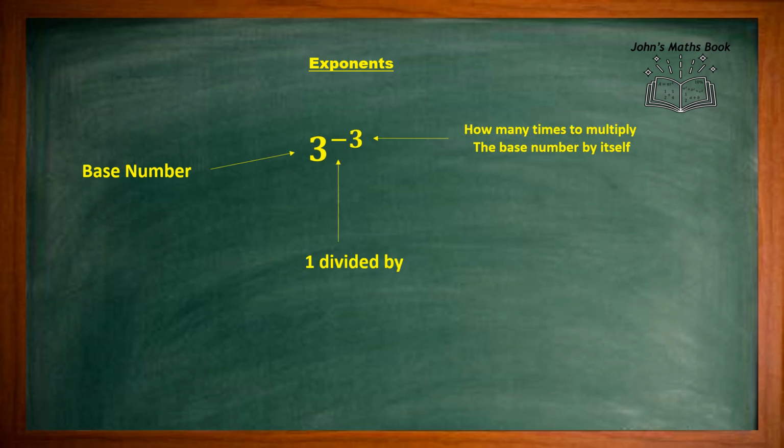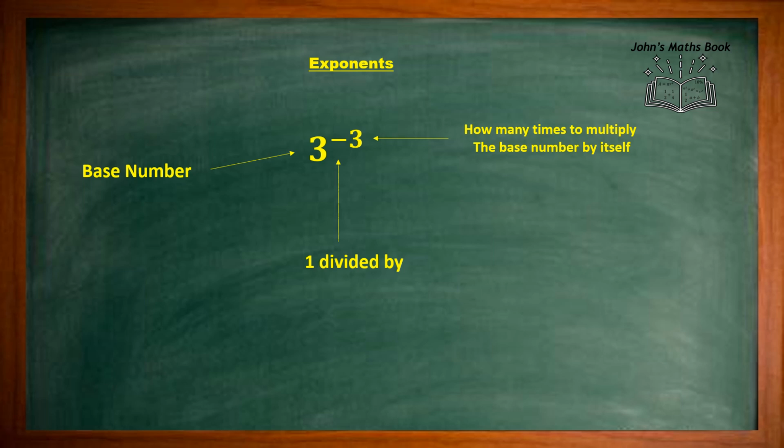So we've taken a look at what positive exponents mean. Now let's take a look at what a negative exponent means. So our example here shows 3 to the power of minus 3. So in this case, the exponent part is negative 3 and the base number is 3. So whenever we see a negative value as part of the exponent, we always think 1 divided by.